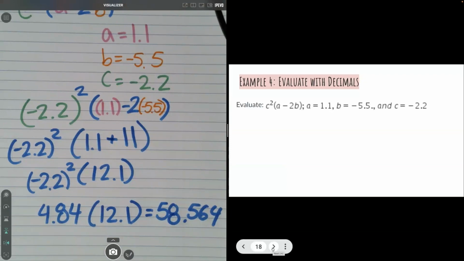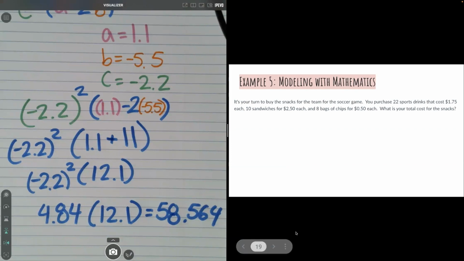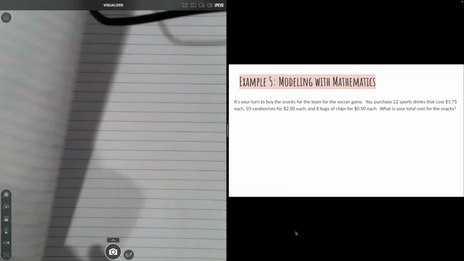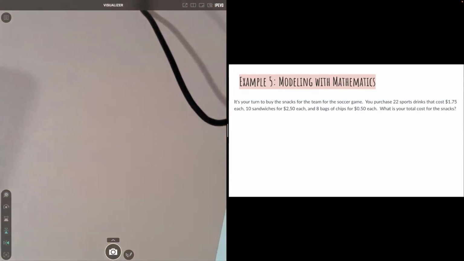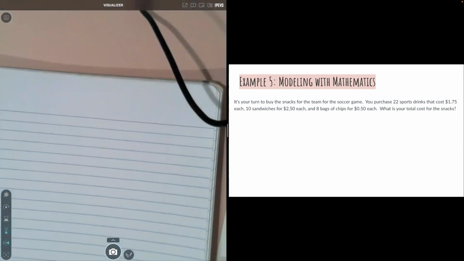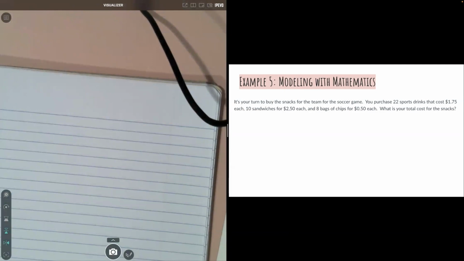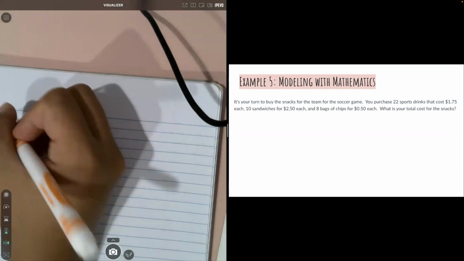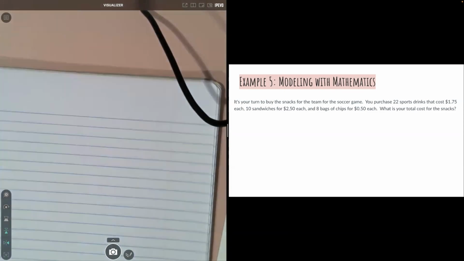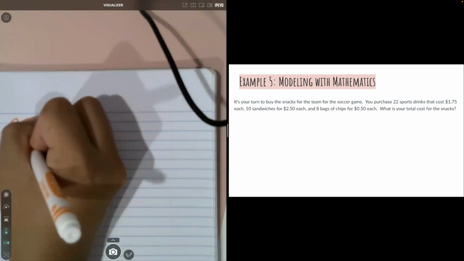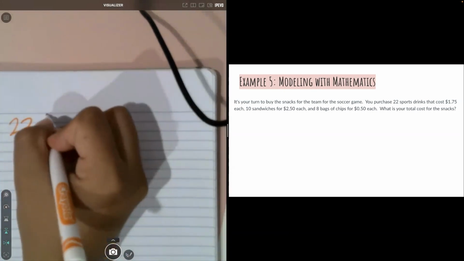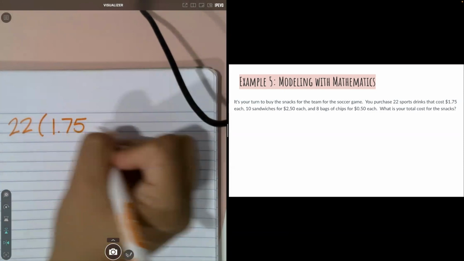Now we have another one with multiple variables. But what this question is asking us to do is model the math that goes along with this situation. So it's your turn to buy the snacks for the team for the soccer game. You purchased 22 sports drinks that cost $175 each. All right, so let's say we buy 22 sports drinks and they cost $175 each.